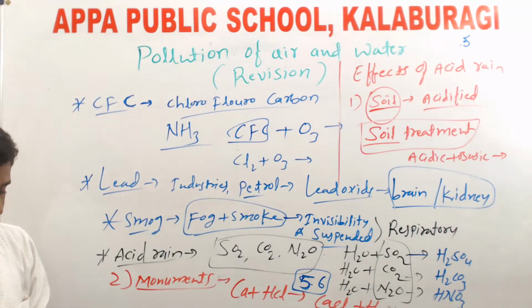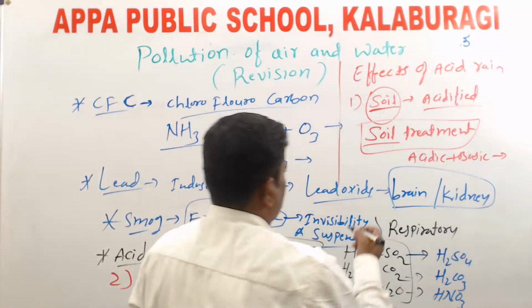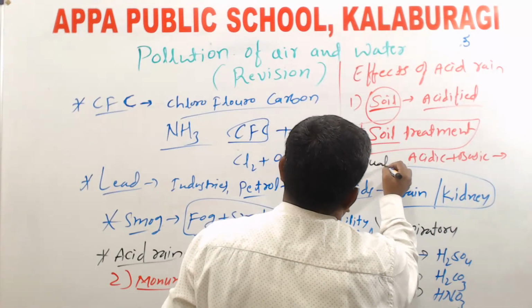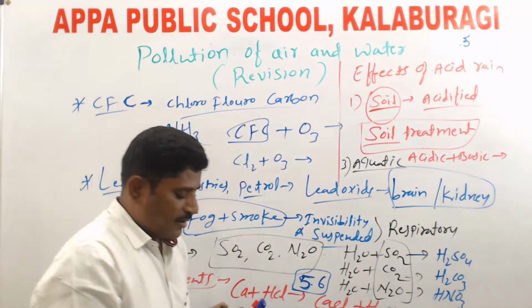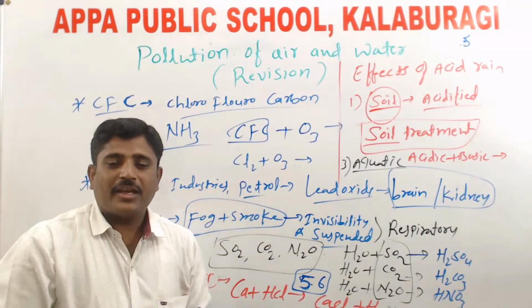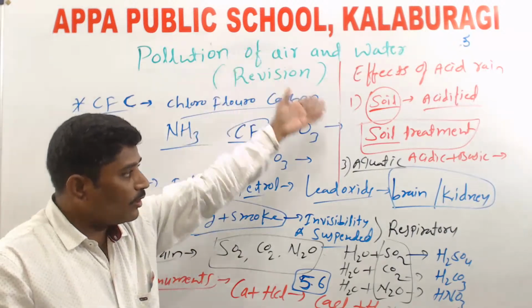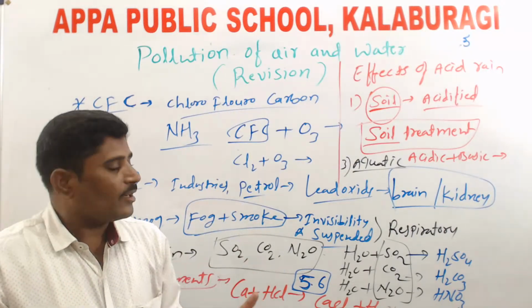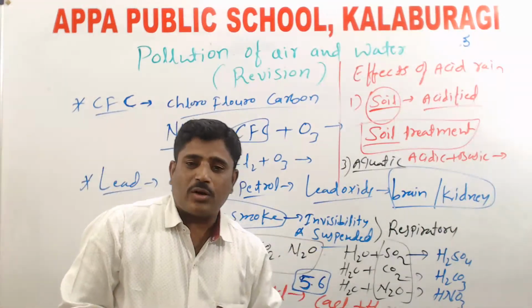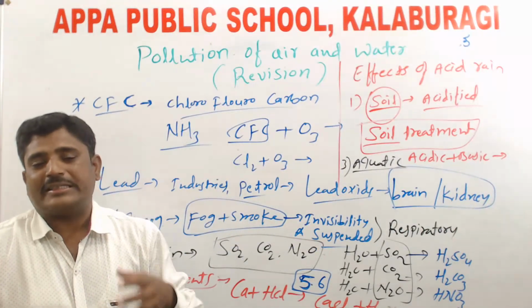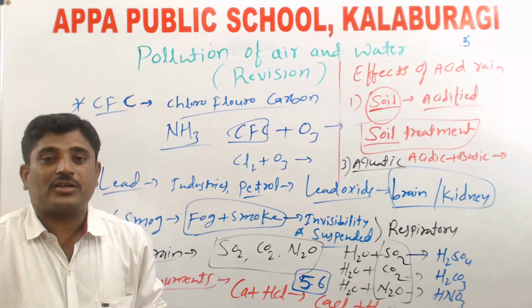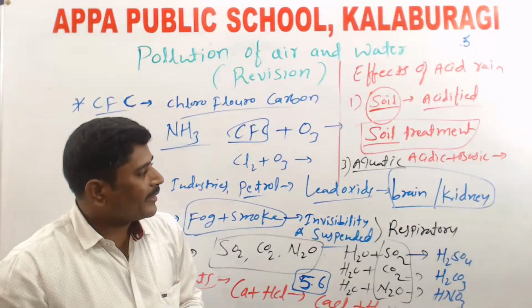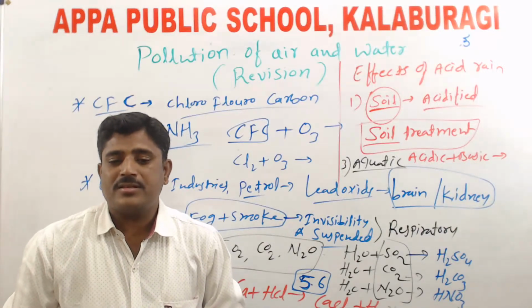Next, one more point. It is the effect on aquatic organisms. When it rains, my dear friends, all the aquatic organisms get acidic water. In that acidic water, they can't live properly. They will die, and it affects the complete aquatic ecosystem, isn't it?